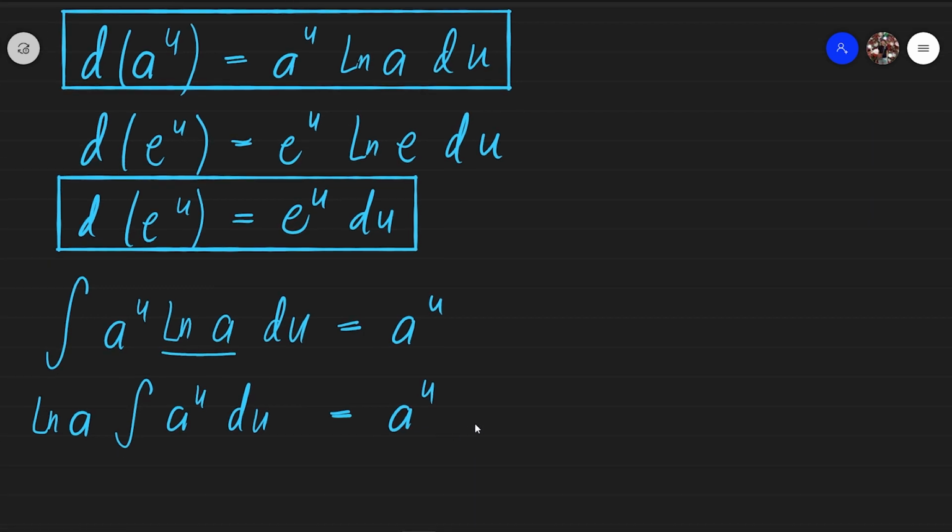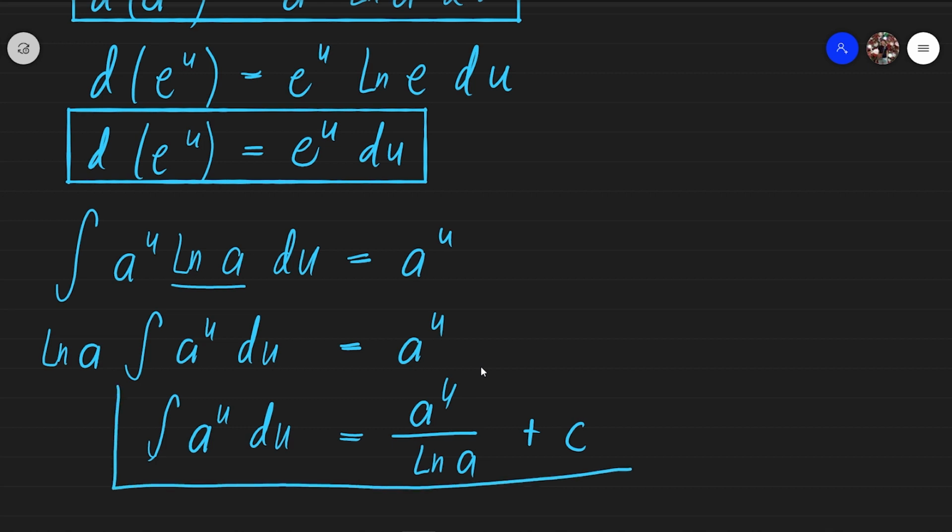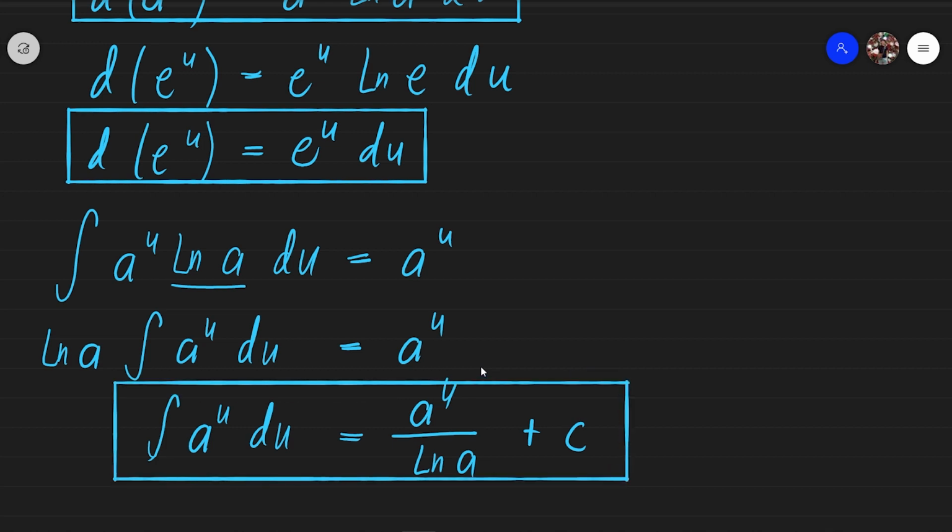Dividing both sides of the equation by ln a, you will end up with the integral of a raised to u du equal to a raised to u over ln a. So this is now your exponential function formula for integration. Of course, you have to put here plus c. Don't forget the plus c.